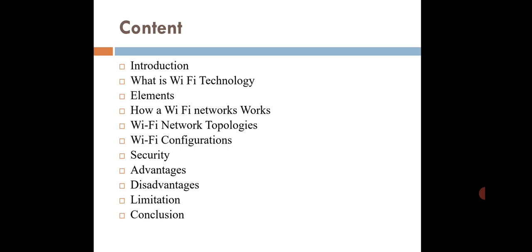In this lecture we are going to cover these topics. First is the introduction of Wi-Fi: what is Wi-Fi technology? Next, elements, how a Wi-Fi network works, Wi-Fi network topology, Wi-Fi configurations, security, advantages, disadvantages, limitations and conclusions.